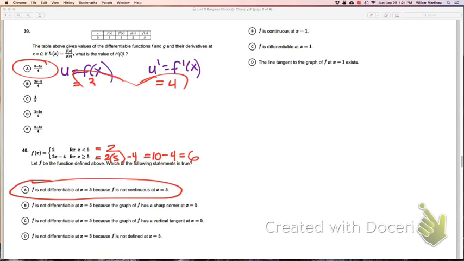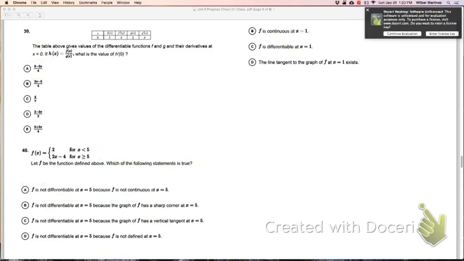Now, if these had been equal to each other, if this had been 2 or they were both 6 or whatever, then we would go ahead and take the derivative. And if the derivatives were different values, we would say it has a sharp corner from the left and right. The only reason it would have a vertical tangent is if one of the derivatives was undefined, like if it was going to infinity or something. And then last but not least, if the function was not defined, that would be that it was like less than on one side and greater than on the other side, but not equal to. So if it's equal to, then it means the function is defined. So that's not our correct answer choice either.